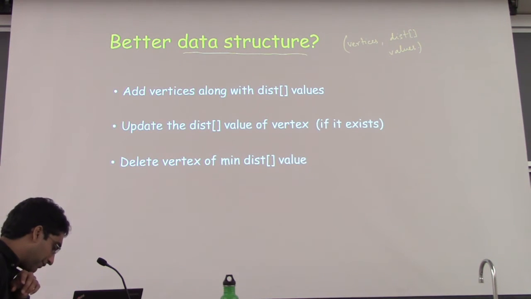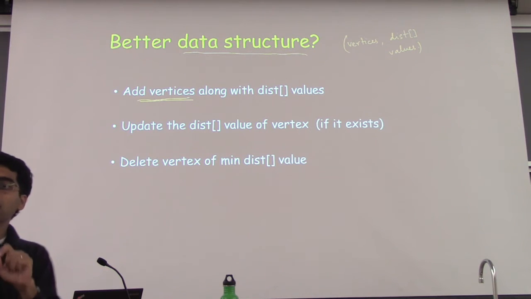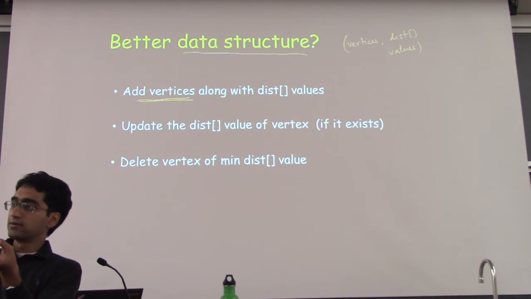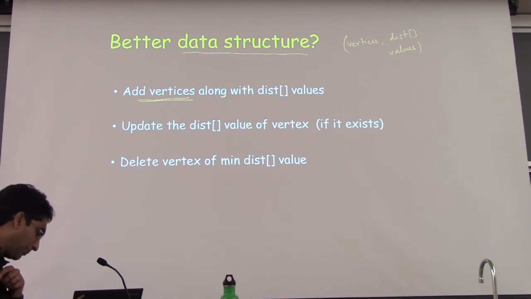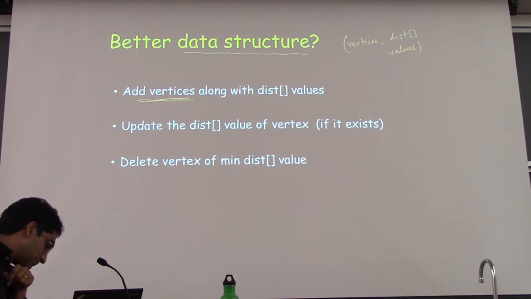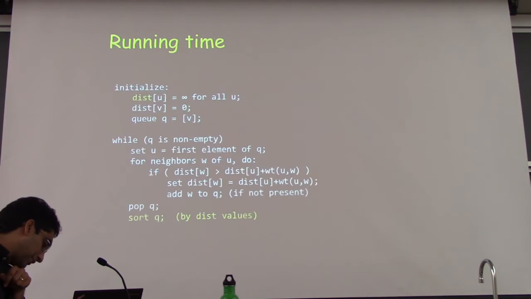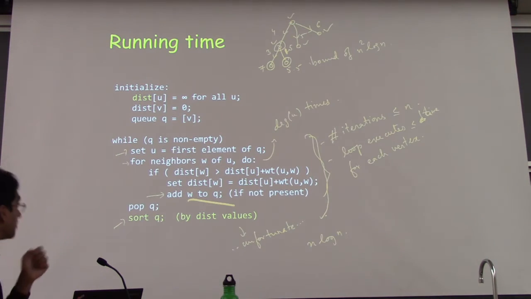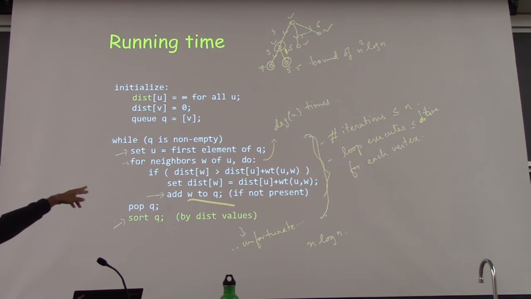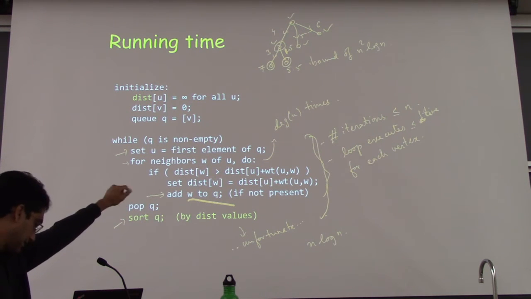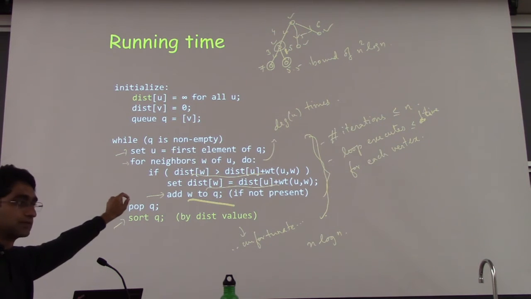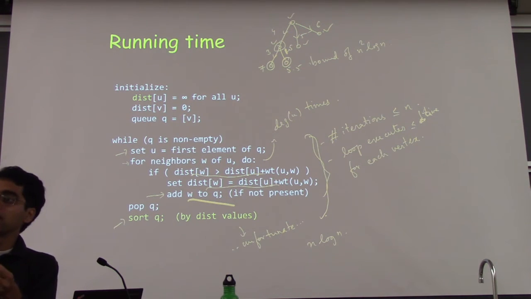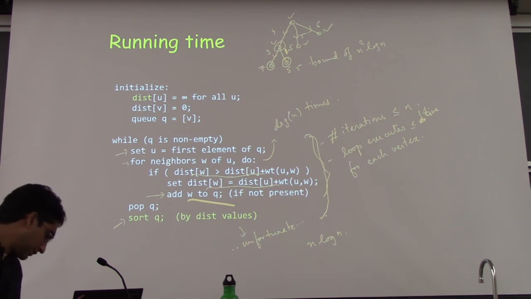So we keep adding vertices, and you have its dist value while you are adding it. So this is one operation that we have to allow. And we are also updating the dist value. Sometimes, if the dist of w is bigger than this, then you are setting this. So sometimes we are updating the dist values of the vertices that we've already seen. So that's one thing that you've got to support.